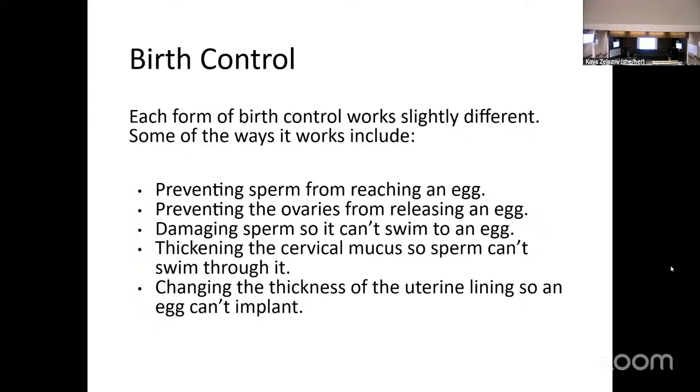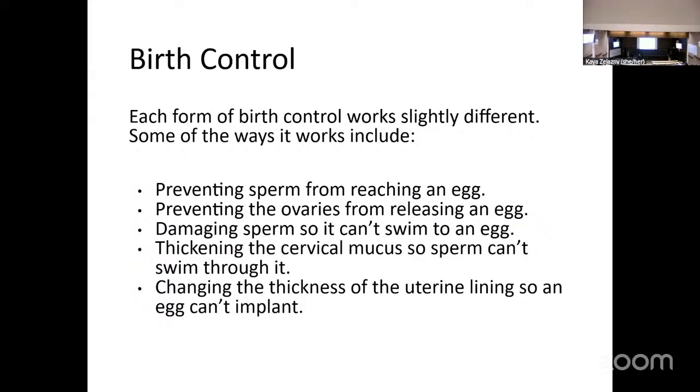But from an anatomy perspective, from a physiology perspective, we've got methods that are going to stop sperm from reaching the oocyte, reaching that egg cell in the first place. So that's one way we can do it. We can prevent pregnancy by stopping the ovaries from ovulating. So if our ovaries never release an egg, then there's no egg in the fallopian tube to be fertilized. So that's another way to prevent pregnancy.